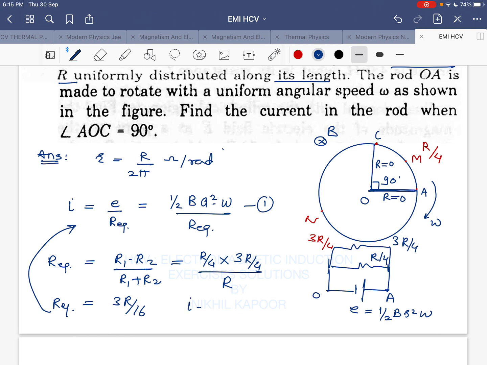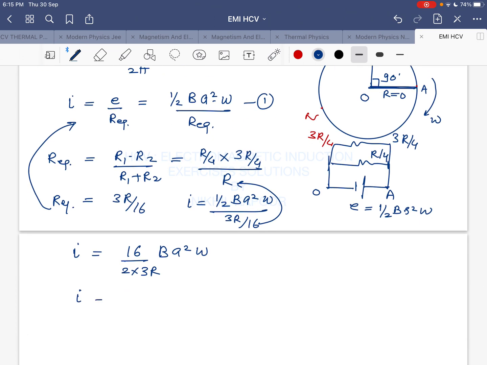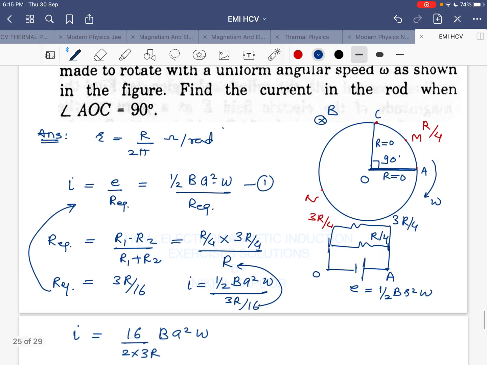Therefore the current I would be equal to half B A square omega upon 3R by 16. Now this 16 will go up, and 2 8s are 16. So the current in the circuit would be 16 upon 2 into 3R, B A square omega. So it will be 8 by 3 B A square omega, and that is the answer to this question.